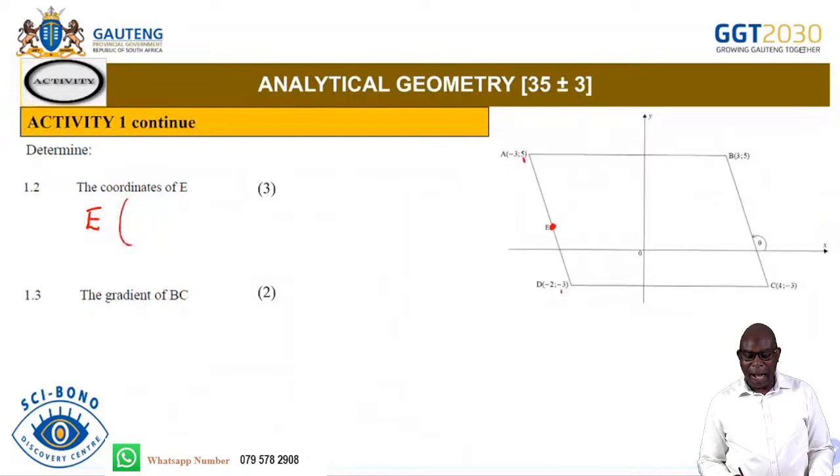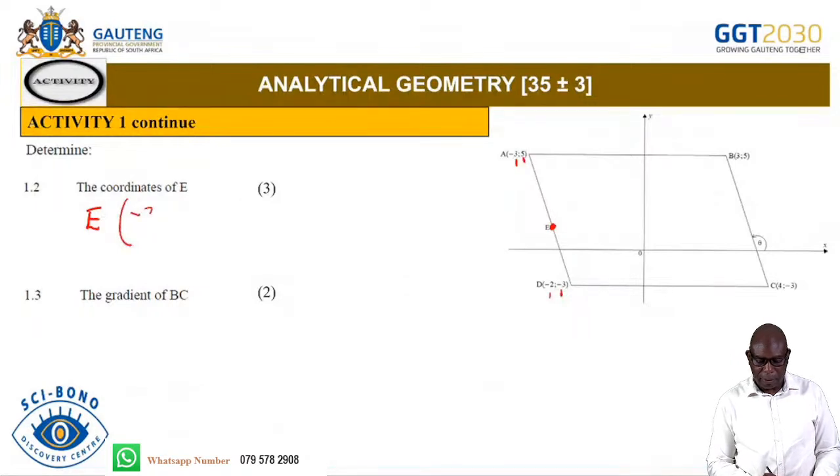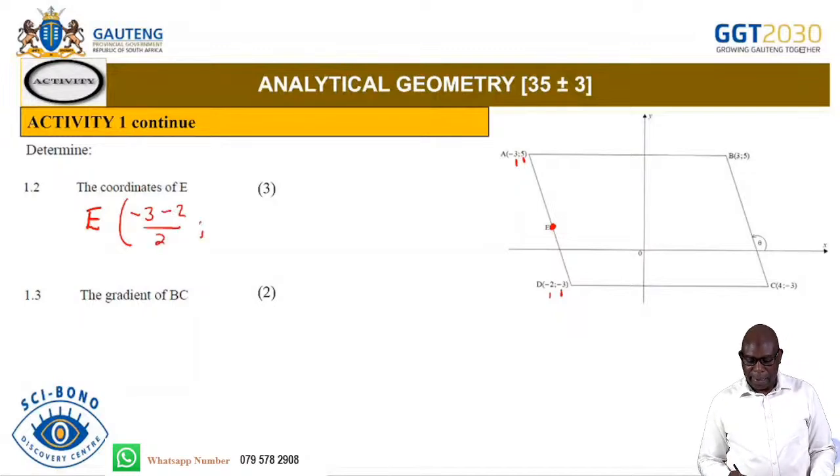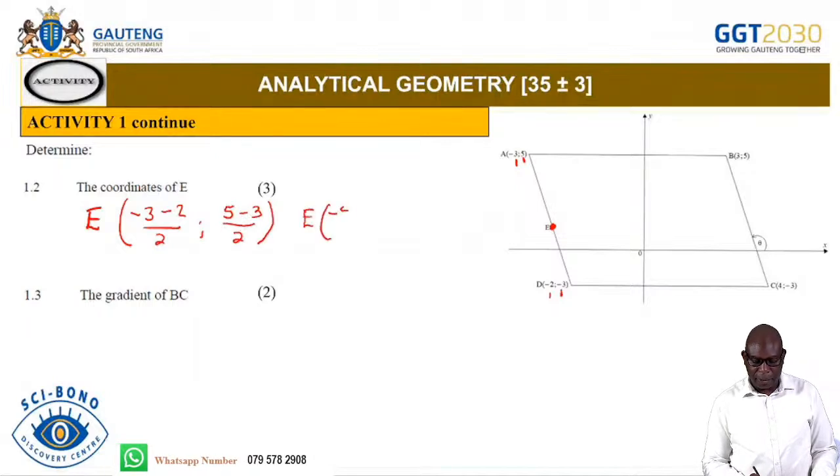x1 plus x2. Remember, I start with the x value, then I come with the y. The x1 plus x2, my x is there. So I'll start with the x. So it will be minus 3 plus minus, so it will be minus 2 all over 2. And then it will be 5 minus 3 all over 2. So my coordinate of E will be negative 5 over 2, which is negative 2.5.